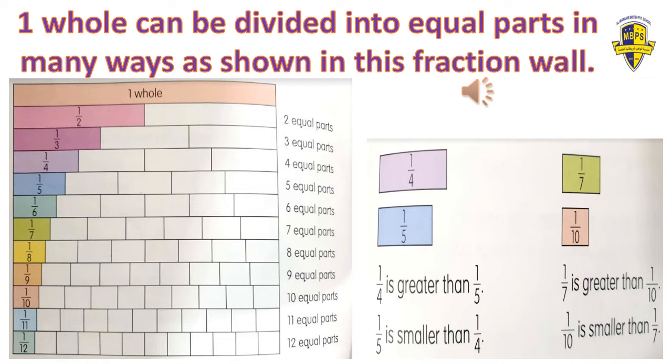Now, if you compare 1/4 and 1/5, 1/4 is greater than 1/5. When we compare 1/7 with 1/10, 1/7 is greater than 1/10. We'll study more about unit fractions in the next slide.